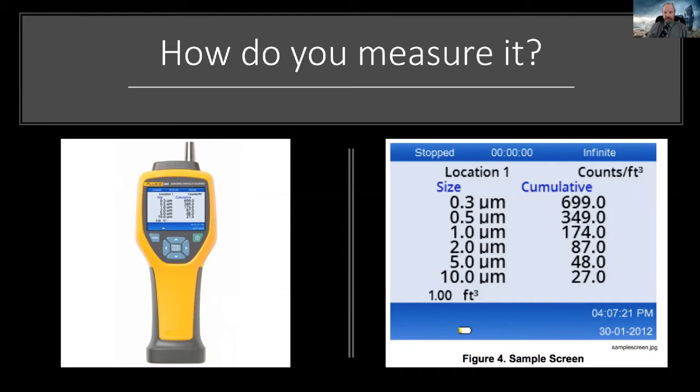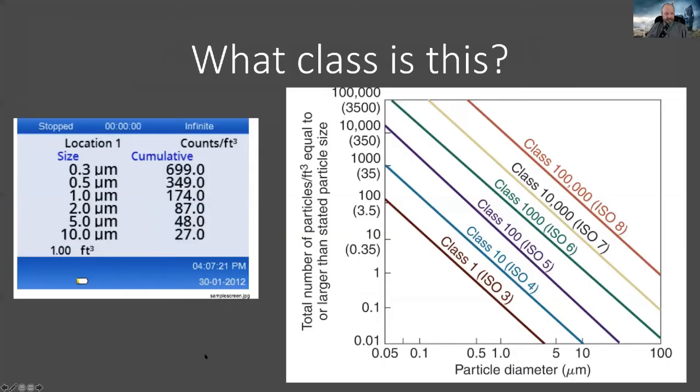So if you said you were a class 1,000, you would be kind of cheating it a little bit. So you'd say you're a class 10,000 or better. As an engineer, you'd say, let's try to reduce the number of particles per cubic foot, and then we can say we're a class 1,000 or better. All right, so this is a sample question. What class is this?